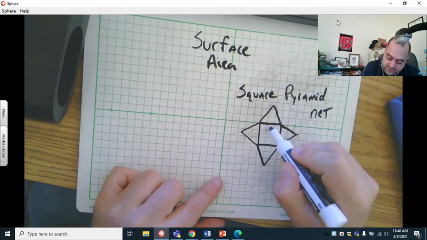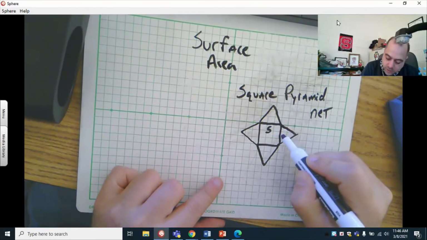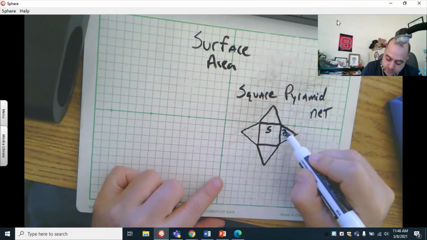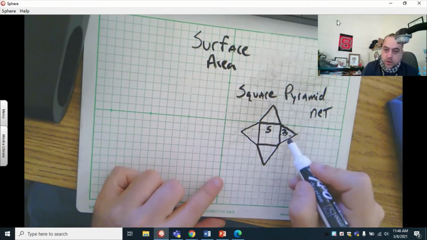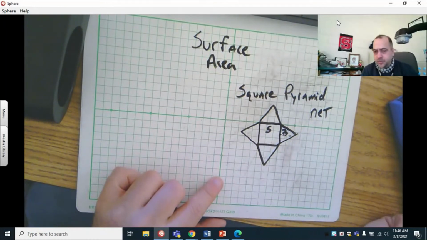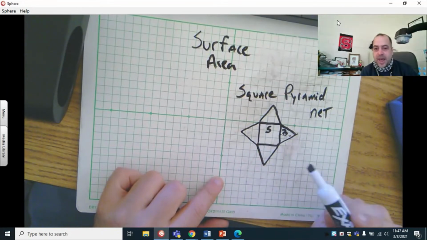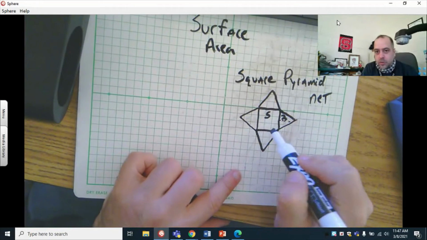We'll say this is 5. And we'll say the height is 2. This is supposed to be a 2, okay? So, how can we do it? Remember on the last one, we just found all the areas and added them up. That's what we're going to do on this one. So let's first start with this square.